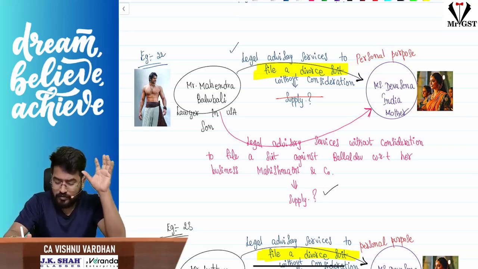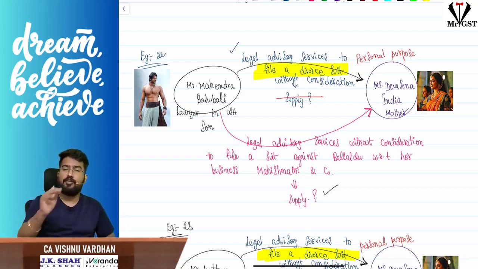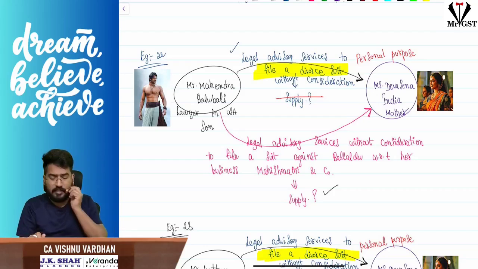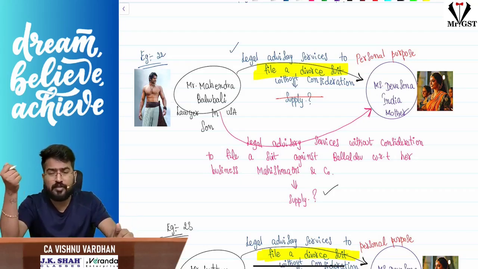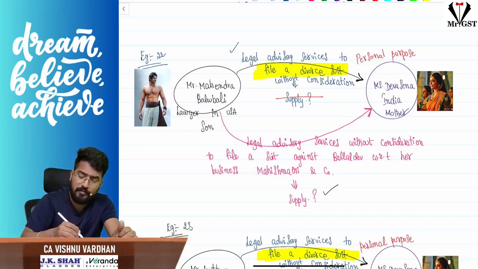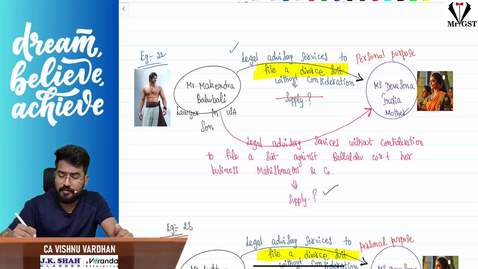Ballal Dev, with respect to her business Mahishmati and Co., if importation of service is there from her son, a related person, without consideration, and it is in the course or furtherance of business, then automatically we call it supply. So please understand, whether it is for business or not, we should not see from the supplier's point of view, we should see from the recipient's point of view.